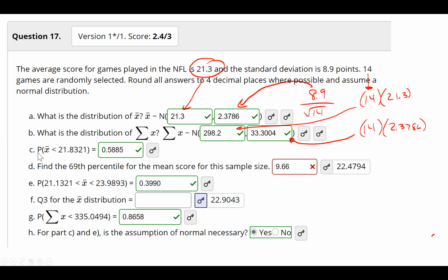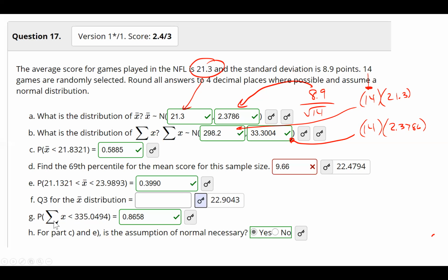Okay, so let's take a look at it here. Find the probability that the average is going to be less than 21.8321. Okay, we'll go with that. Find the 69th percentile. Okay, so notice this one's going backwards, right? We know the percentile, we know our proportion, and we want to go to the answer itself. Then it says find the probability that the average is between these two scores. Okay, gotcha. We'll figure that one out. The student here asked the question, figured it out as well. Find the 75th percentile for the x distribution. This person left a blank, that's okay. And then here it is, there's the summation that we've got to use these guys. So notice the summation, it's just the addition of all of them.